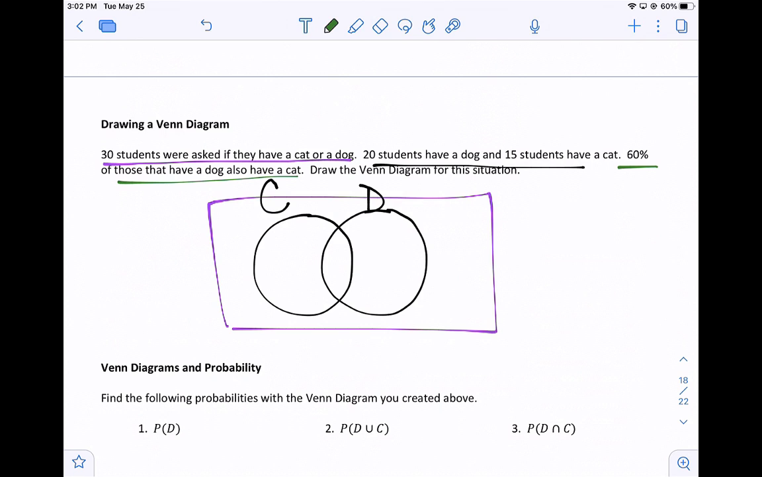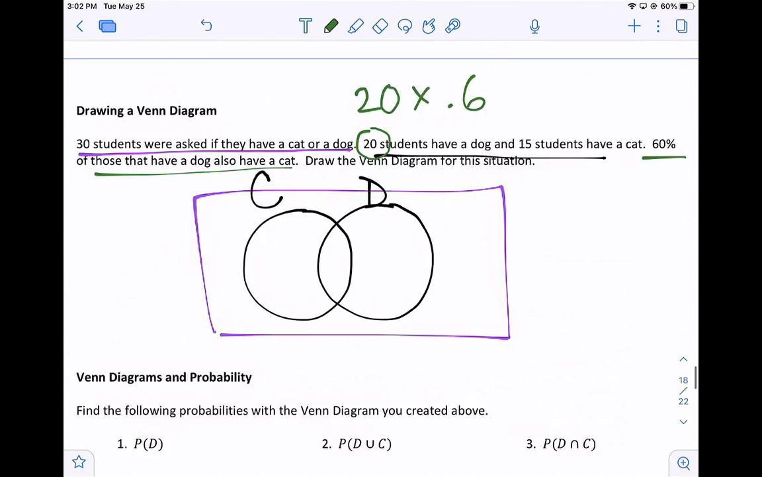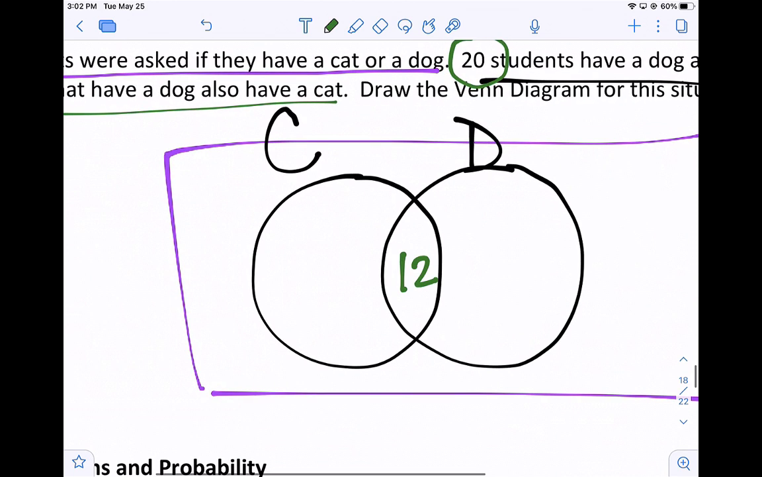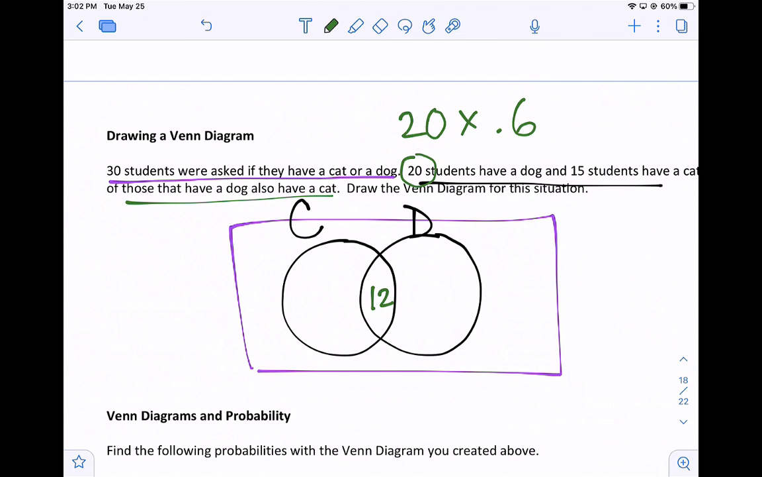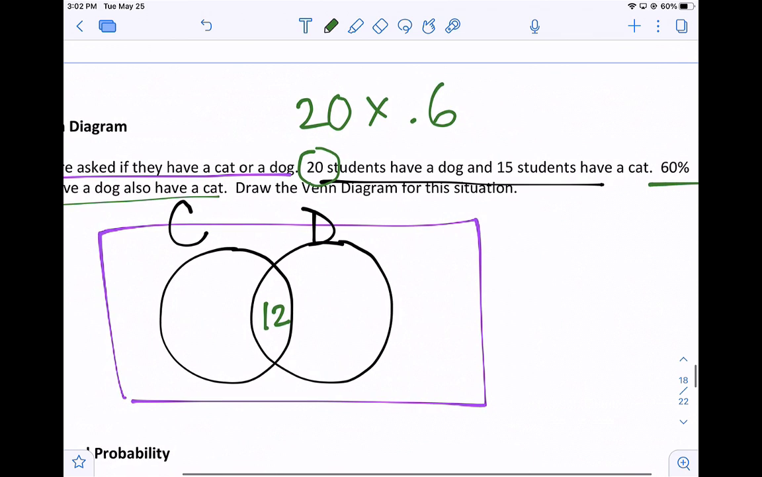All right, so I'm going to start with that. The 60% of those that have a dog also have a cat. So here, how many students have a dog? 20. So if we do 60% of 20, it's 0.6 times 20. If I multiply that out, clear this here, my calculator. All right, so I'm going to do 20 times 0.6, and that would be 60% of 20, and that would be 12. So 12 students have a cat and a dog, so I'm going to start there.